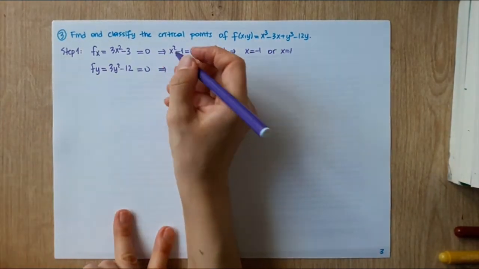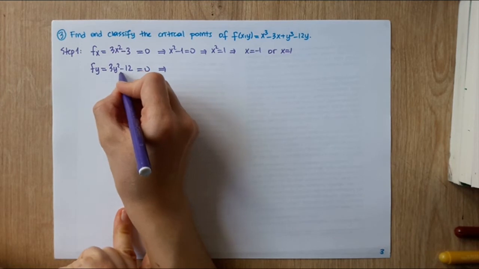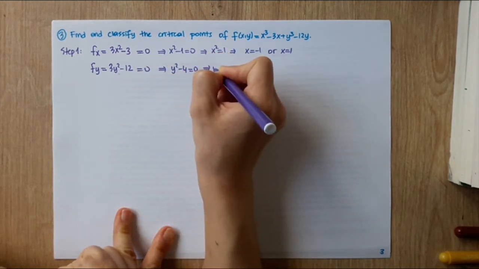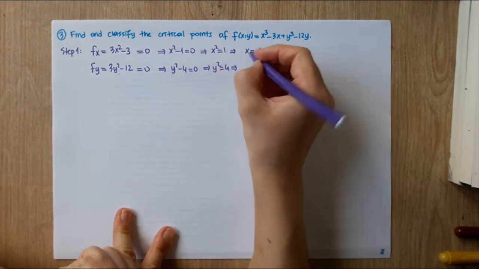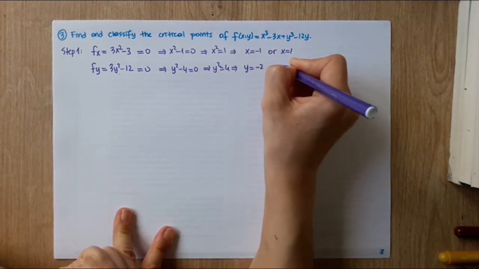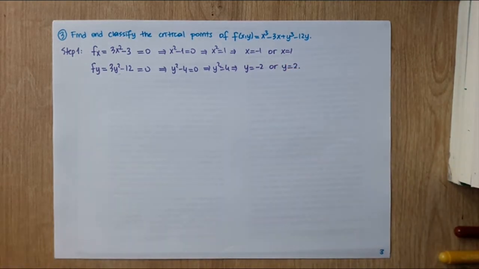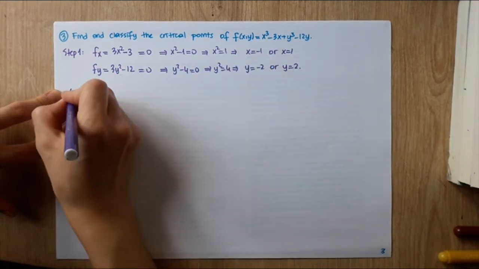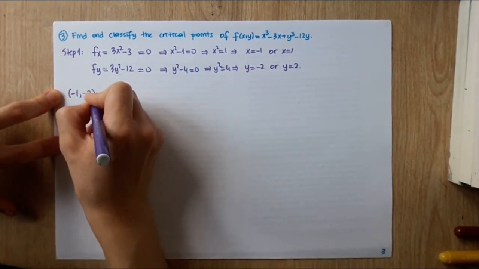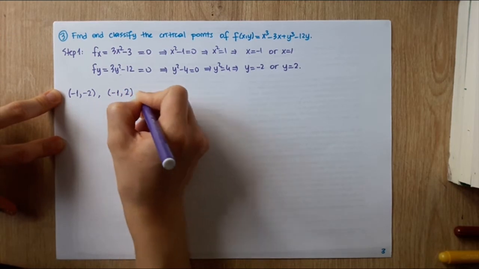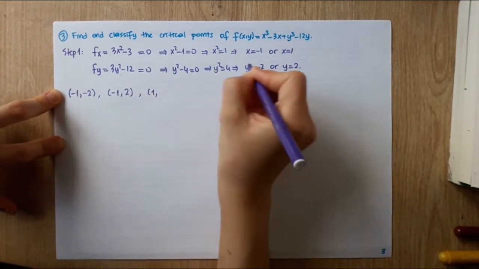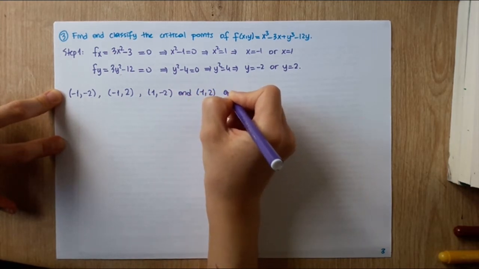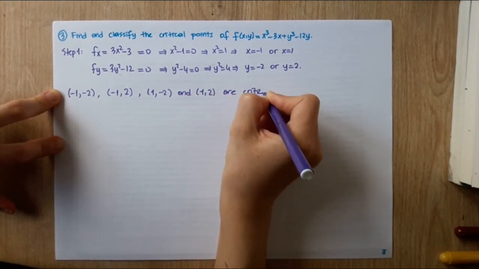And here, if I take the common parentheses and cancel it, y squared minus 4 is 0. So y squared is 4, which means y is minus 2 or y is 2. So we have 4 different critical points. When x is minus 1, y can be minus 2 or 2. When x is 1, y can be minus 2 or 2.